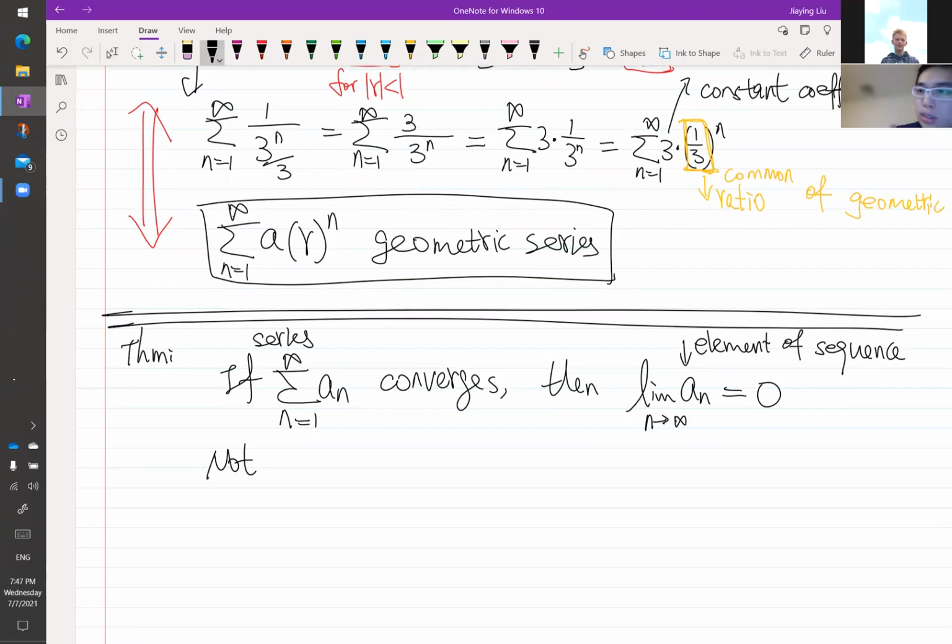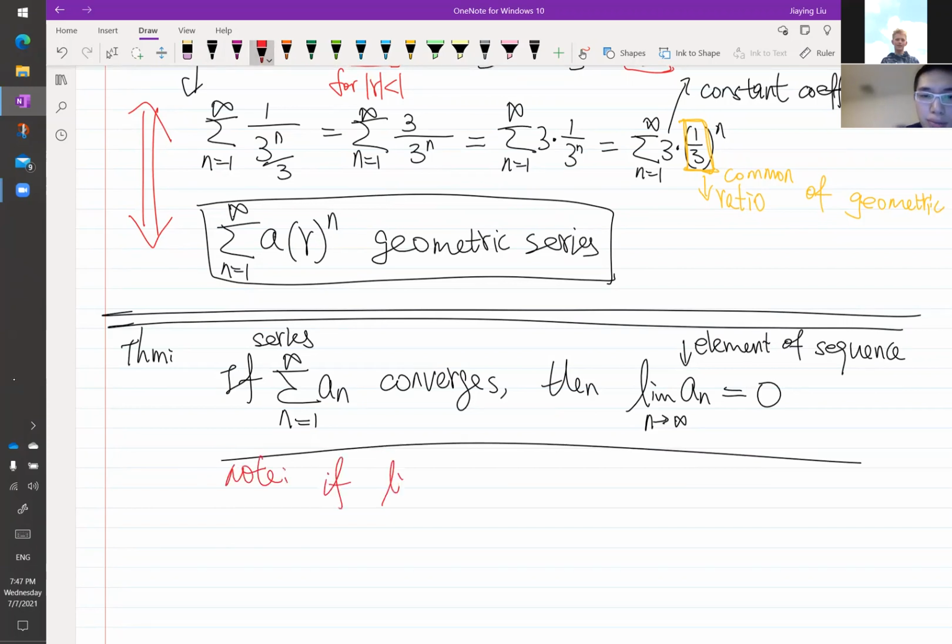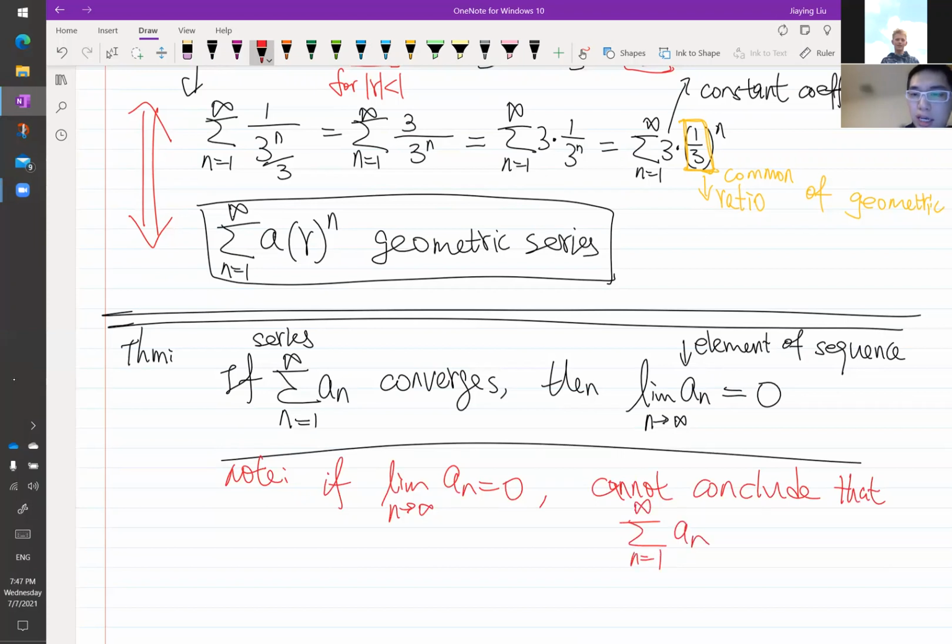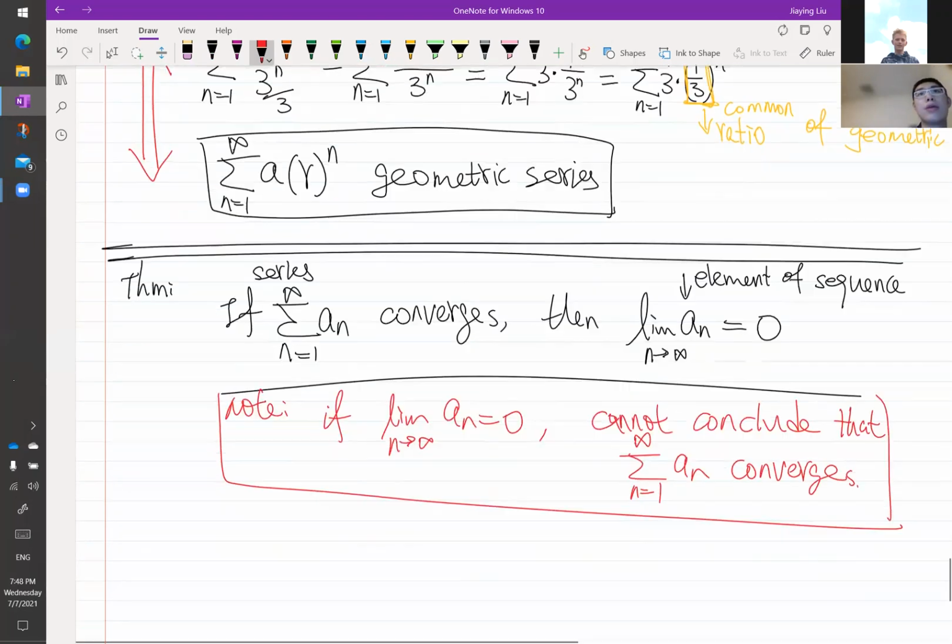So it's not correct to say the opposite. Let me just note with red: if the limit as n goes to infinity of an equals 0, if the limit of the sequence goes to 0, it's inconclusive. So we cannot conclude that the series from n equals 1 to infinity of an converges. We cannot conclude this. Let's just be careful with this. It's just one direction.